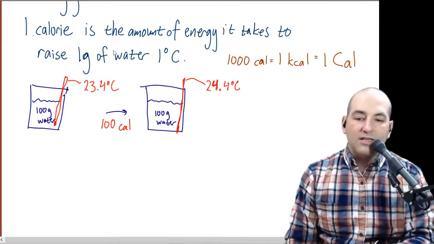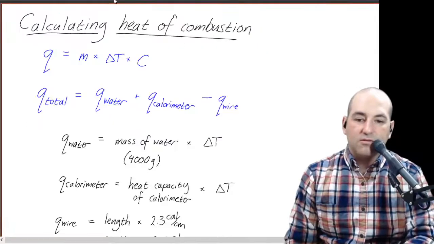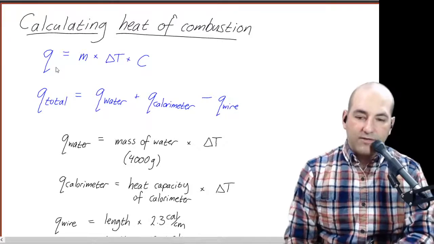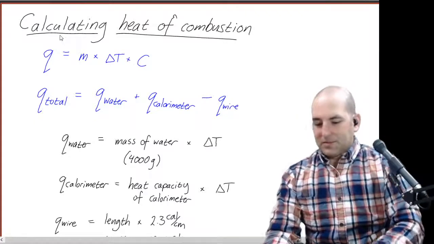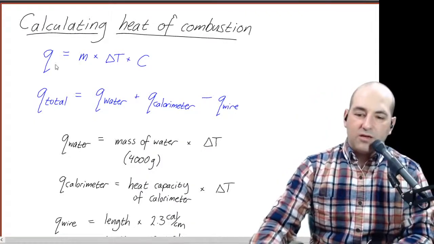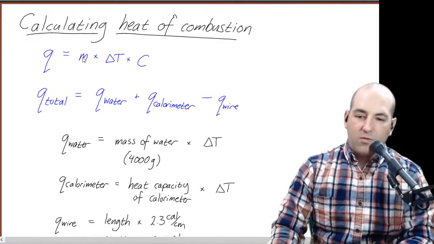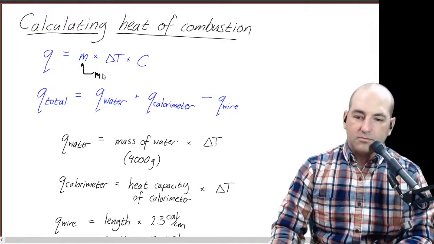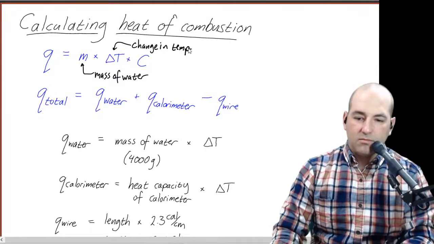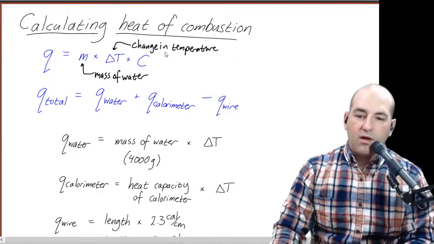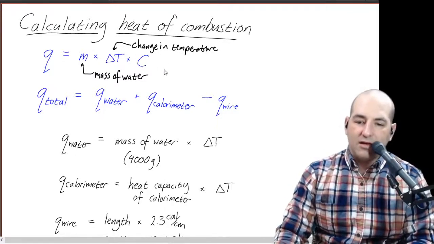This ratio, or this idea, is expressed in this equation, which is called heat of combustion. Q stands for heat, I don't know. It just does. And the total heat is always going to be the mass of the water that's being heated times the change in temperature and then times this last term, which is called the heat capacity. So how much energy does it take to raise the temperature?